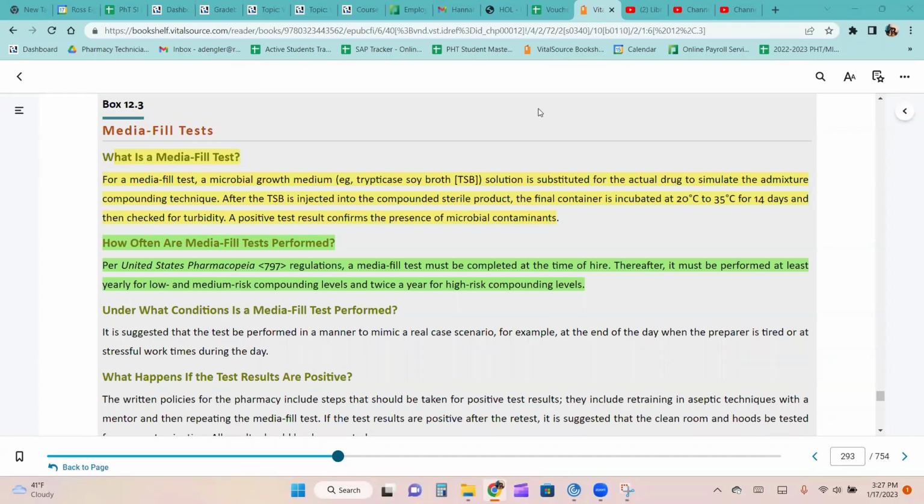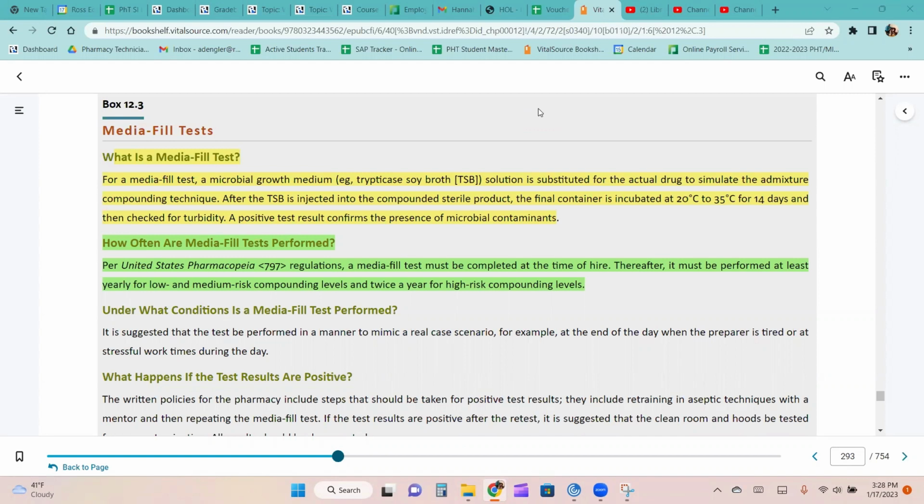For a media fill test, a microbial growth medium solution is substituted for the actual drug to simulate the admixture compounding technique. After the TSB is injected into the compounded sterile product, the final container is incubated at 20 degrees Celsius to 35 degrees Celsius for 14 days and then checked for turbidity. A positive test result confirms the presence of microbial contaminants.